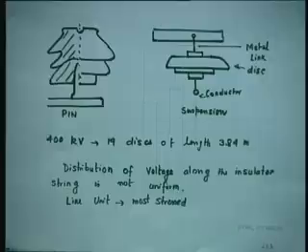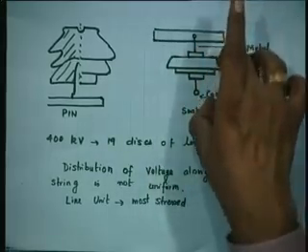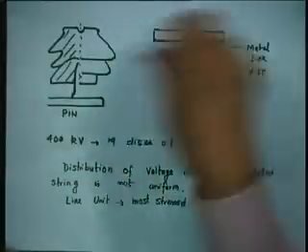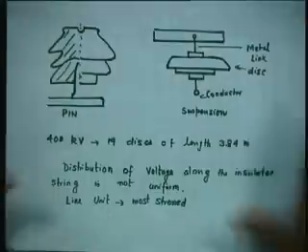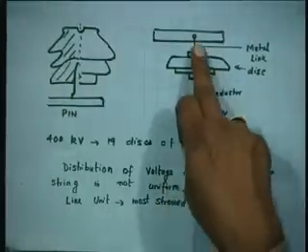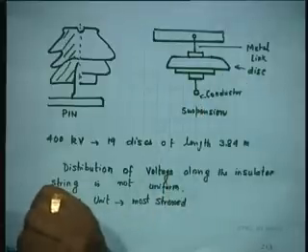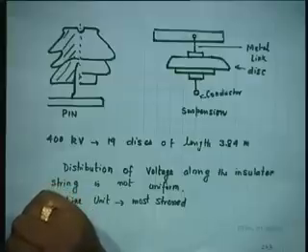Now, these are the 2 diagrams. The left hand side is pin type and the right hand side is suspension type. There are repetitions of these units if required. I have shown just one unit for space constraint, otherwise the whole slide will be full of this. And this is a metal link, this is a disc, and here is the conductor. Since the conductor is suspended, this insulator is called suspension insulator.